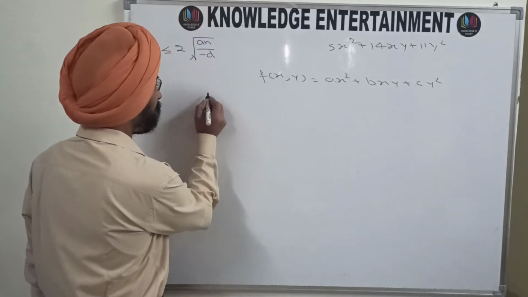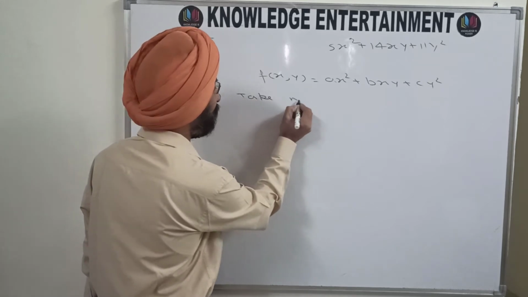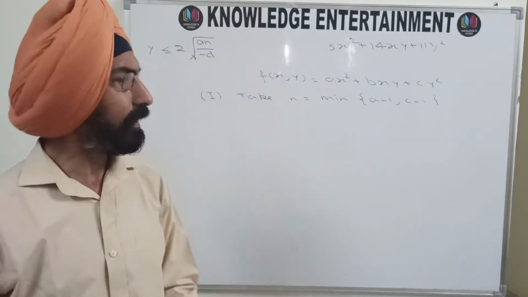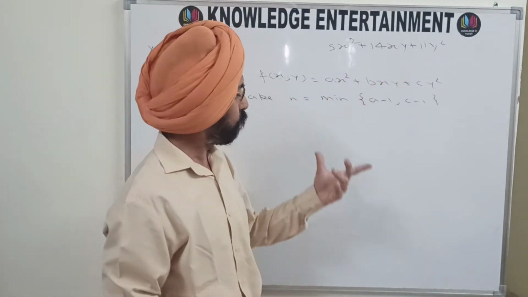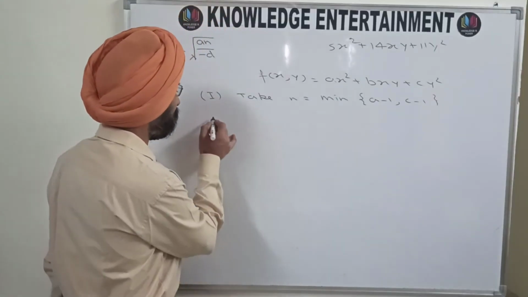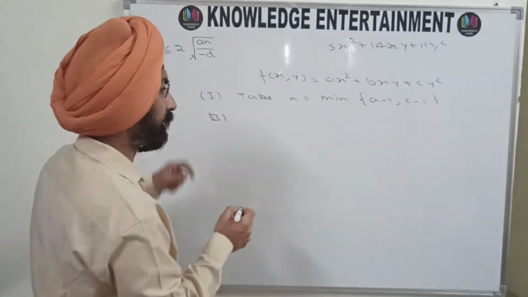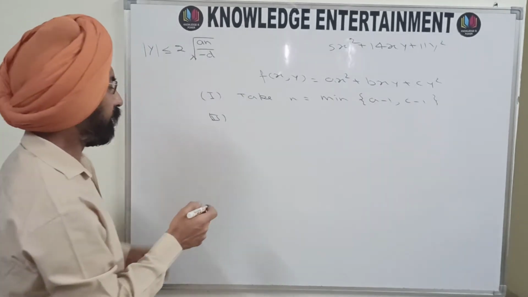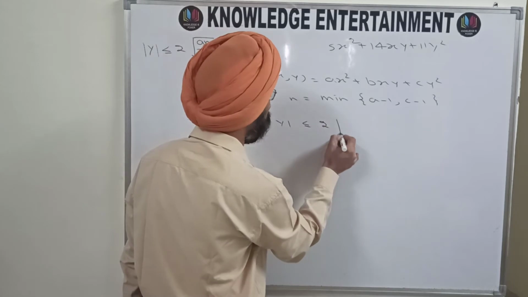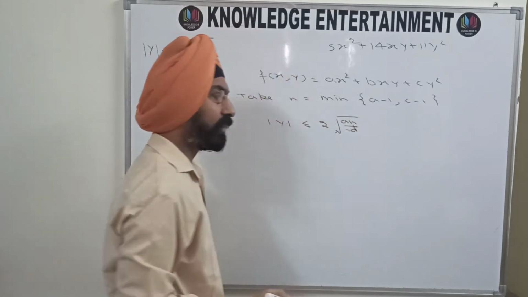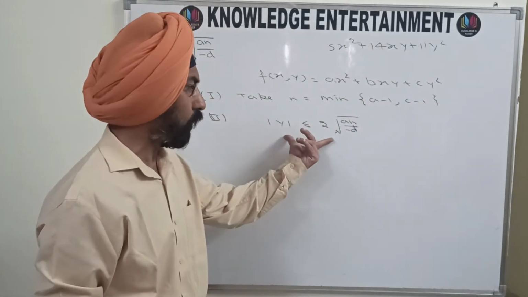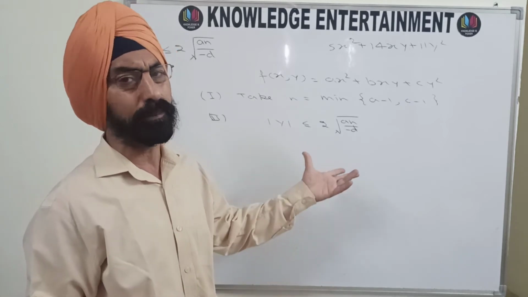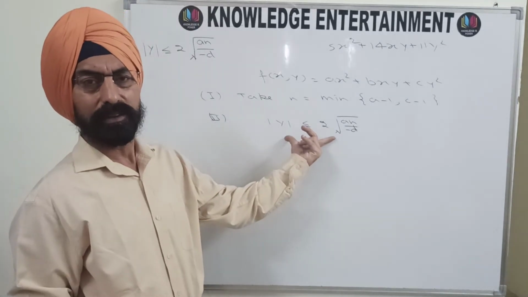Step 1: take n to be the minimum of a minus 1 and c minus 1. a and c are given. For every binary quadratic form, a, b, c will be given. Step 2: apply this result. You can take mod y, because earlier you had y square. By taking the positive square root on both sides, you may apply the mod. So apply mod y less than or equal to 2 under the root an upon minus d. You will get some values of y. You may get 2 values, 3 values, 4 values, 10 values, but the number of values will definitely be finite.